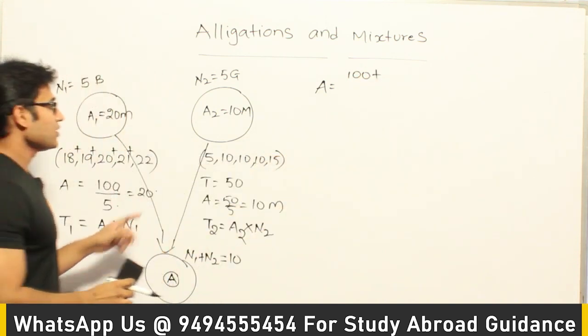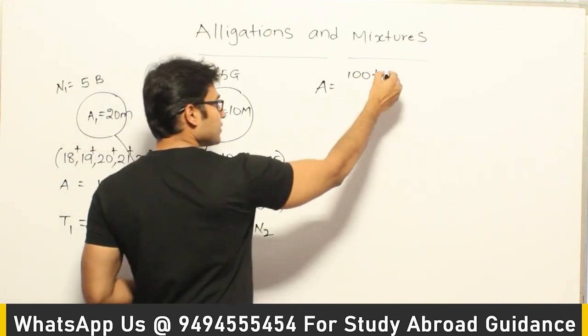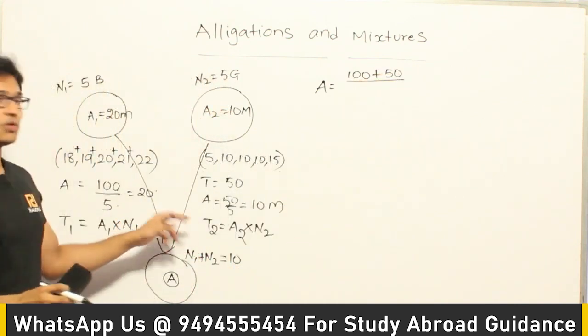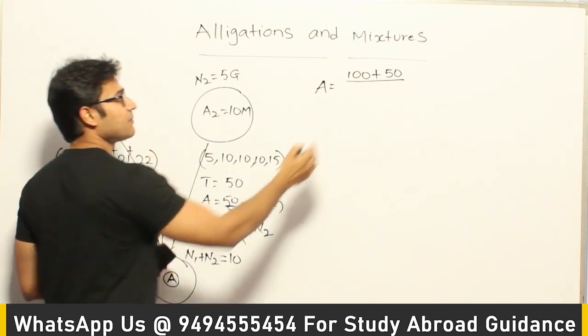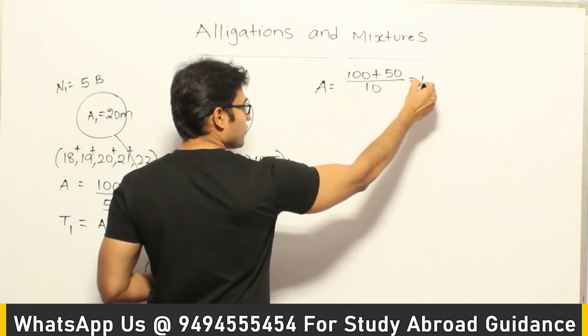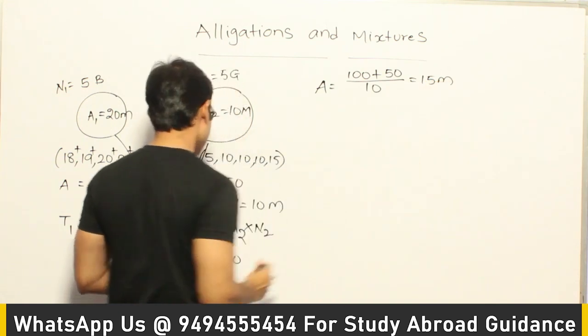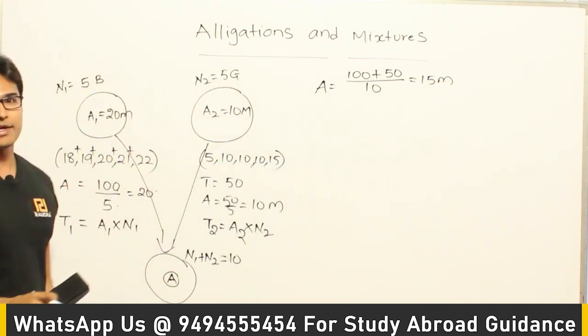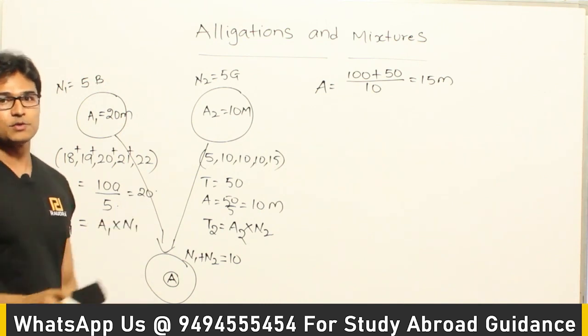100. And what is the total marks got by these girls? Equal to 50, divided by what is the total number of students here? 5 plus 5 is 10, so it is 15. 15 marks is the average of this group. So 10 and 20 are there, I got 15 as the average, which is lying between these two.